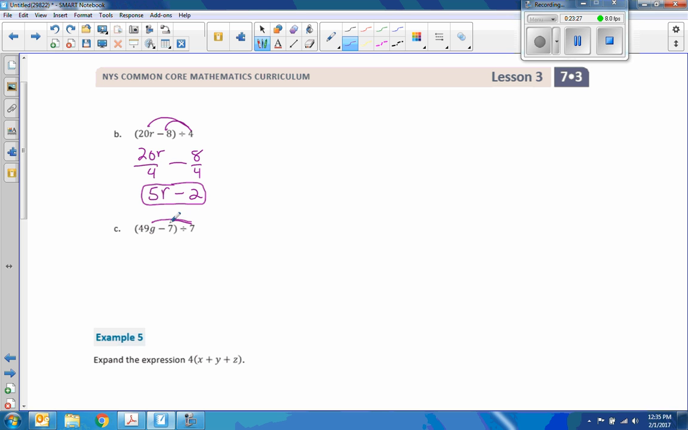49 divided by 7 and 7 divided by 7. So it's 49g divided by 7 minus 7 divided by 7. 49 divided by 7 is 7. Bring down your g. 7 minus 7 is 1. 7g minus 1.